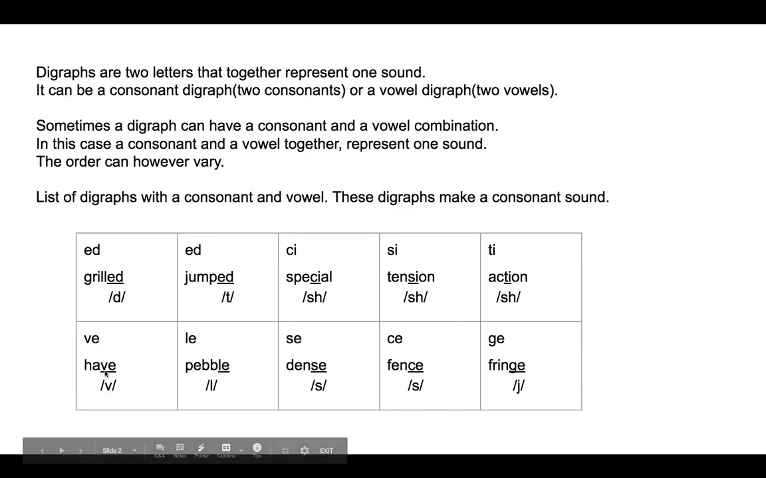H, A, V, have. The digraph LE makes the sound L. P, E, B, L, pebble. The digraph SE makes the sound S. D, E, N, S, dense. The digraph CE makes the sound S. F, E, N, S, fence. The digraph GE makes the sound J. F, R, A, N, J, fringe.